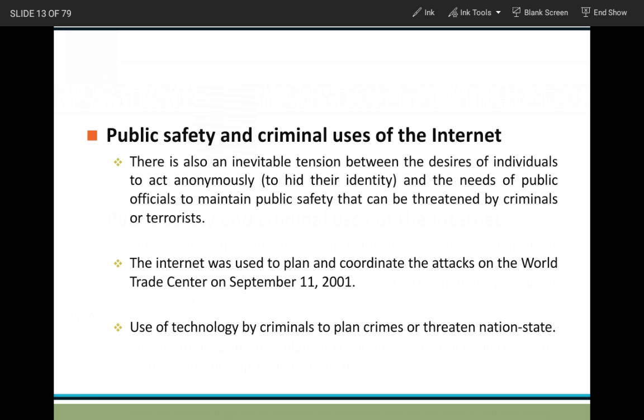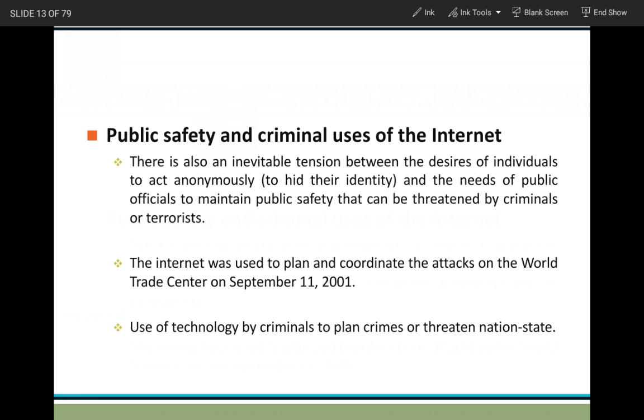The internet was used to plan and coordinate the attacks on the World Trade Center, as you all know, on September 11, 2001. So the internet is now a platform for many criminal activities. Social media is another main platform, which is not actually used for the purpose it was initially designed for. The positive side of all these is not getting used as much as the negative side, which is nowadays used by most criminals. So the positivity is getting lost.